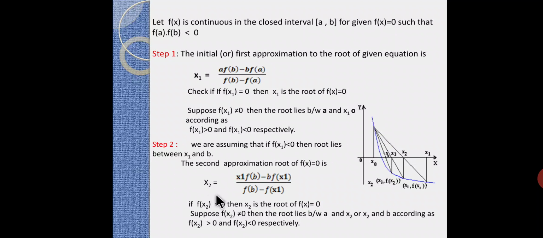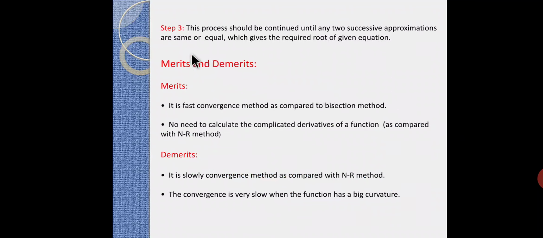We substitute the x2 value in the given equation. If f(x2) is equal to 0, then x2 is the root of f(x) = 0. Suppose f(x2) is not equal to 0, then the root lies between a and x2 or x2 and b, according as f(x2) is greater than 0 or f(x2) is less than 0 respectively. So this process should be continued until any two successive approximations are the same, which gives the required root of the given equation.